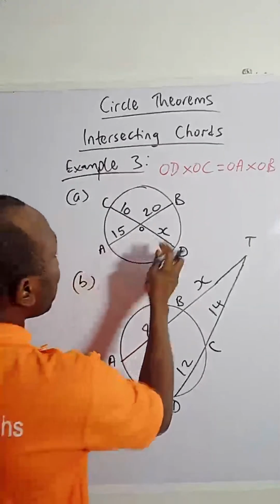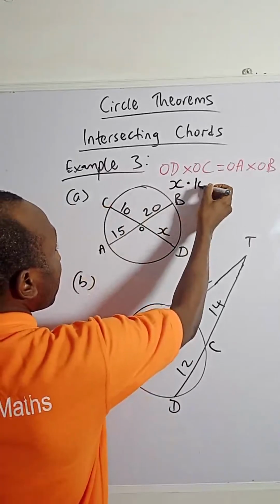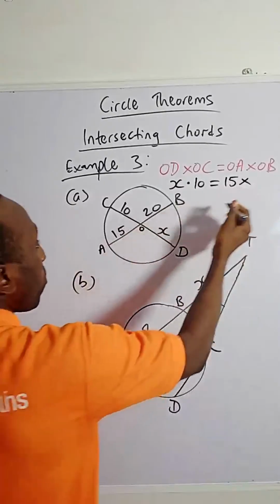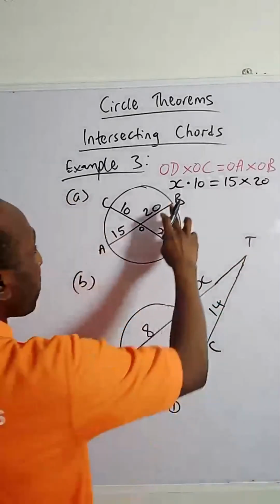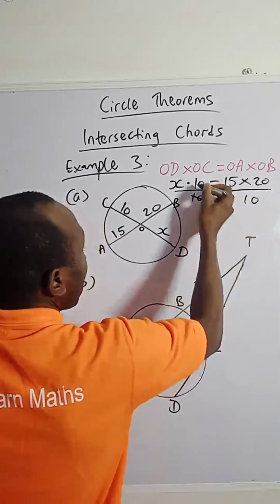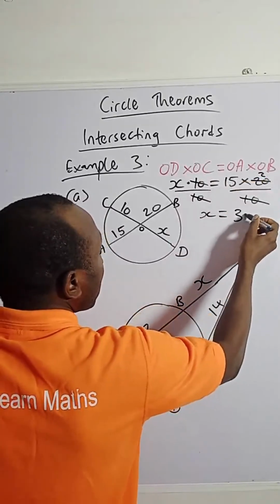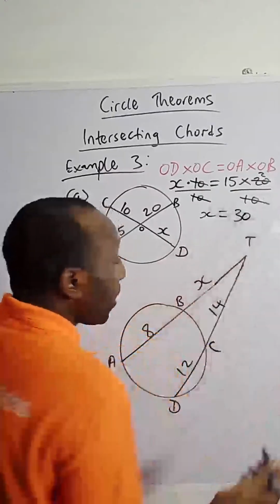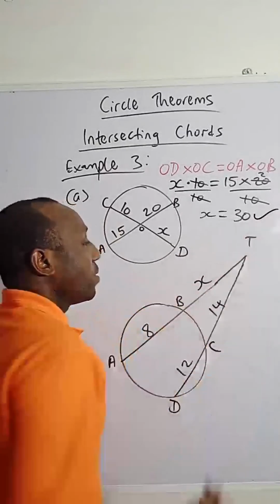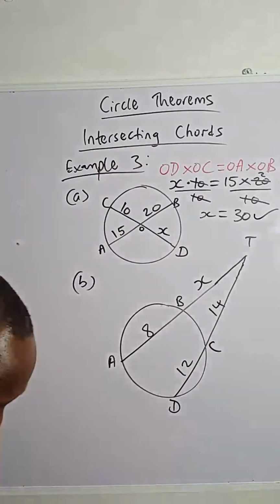And what's OD? OD is X. You write X times OC. OC is 10. Is equal to OA is 15 times OB is what? 20. That's all. And then you divide both sides by 10. 10 cancels 10. You have that X is equal to this into this is 2. 2 times 15 is what? 30. So yeah, it's 30. Well, I didn't write it, but the unit is in centimeters. So you have 30 for that. Okay, can we all try B now?